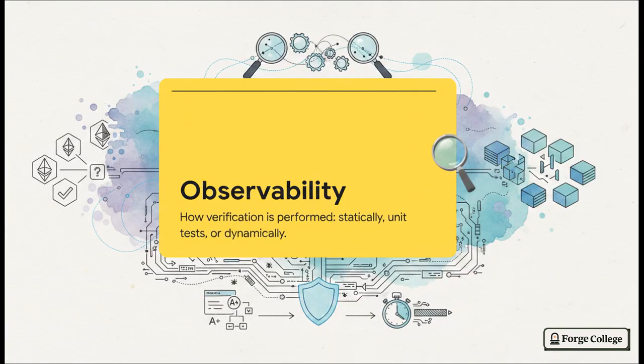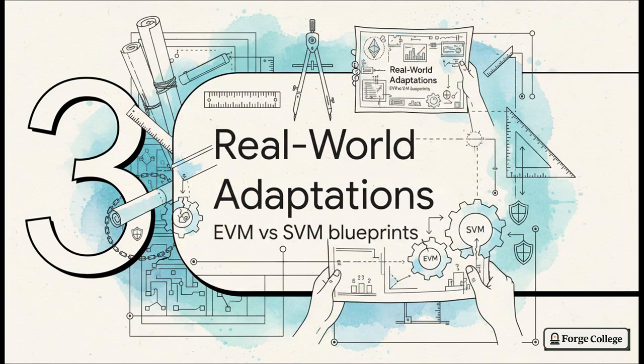And third, observability. Simple question: can you actually test this thing? We have to be able to observe and verify the mitigation in an integrated runtime environment. If your adaptation can't be tested dynamically, or at least caught by a static linter, I'm sorry, but it's just a theoretical wish. Okay, part 3, real-world SVM adaptations.